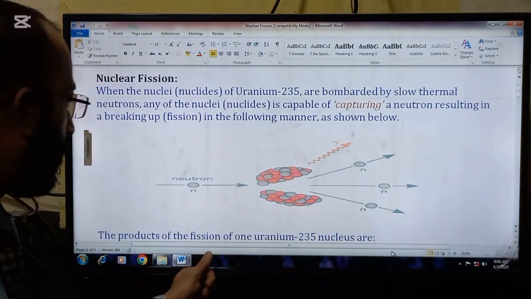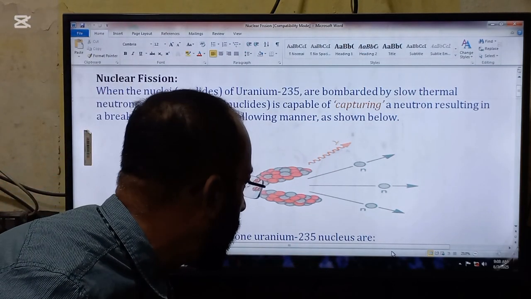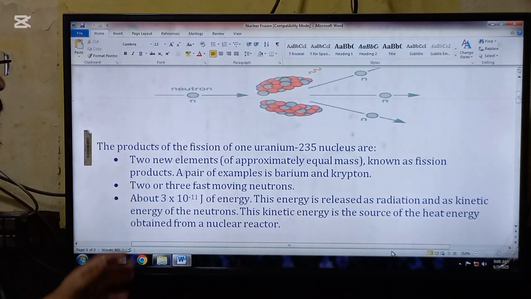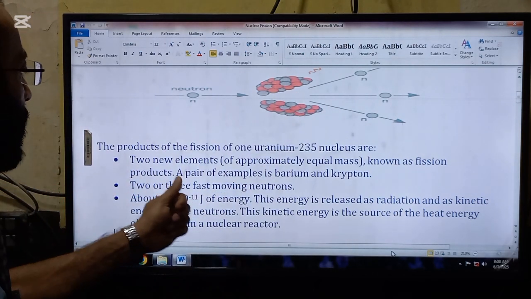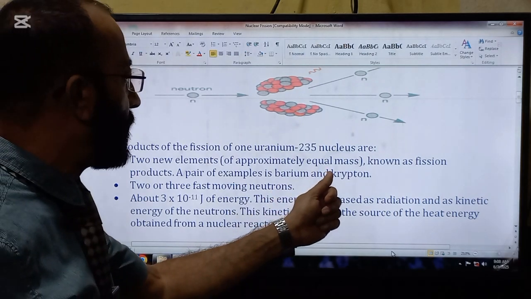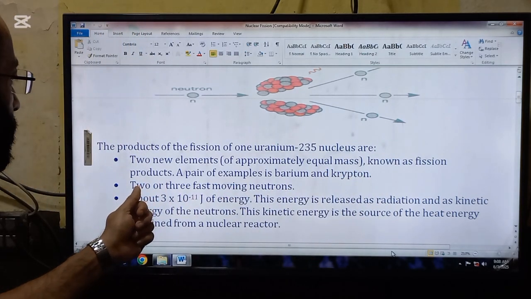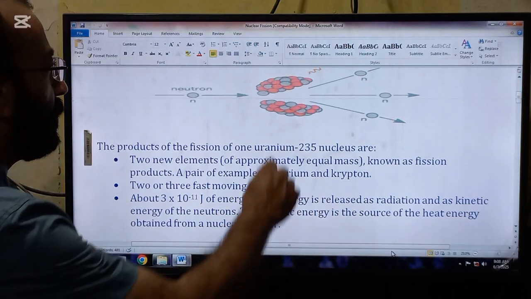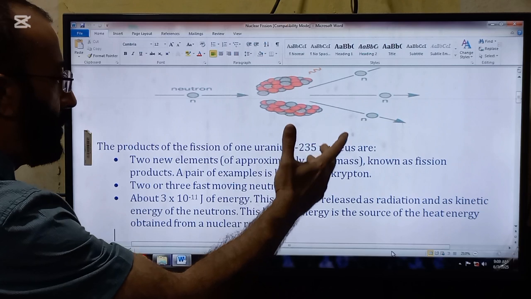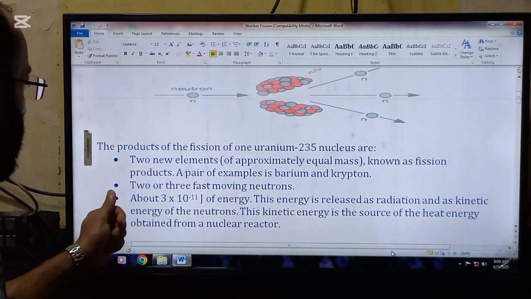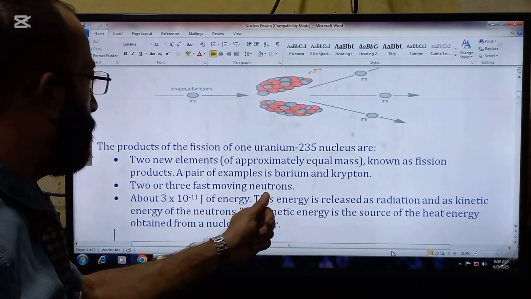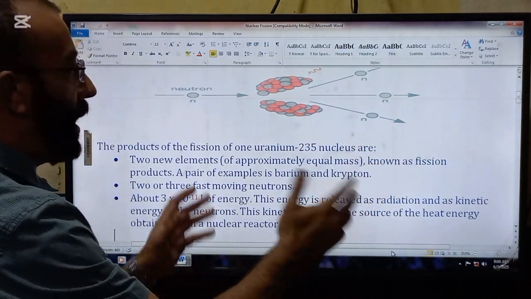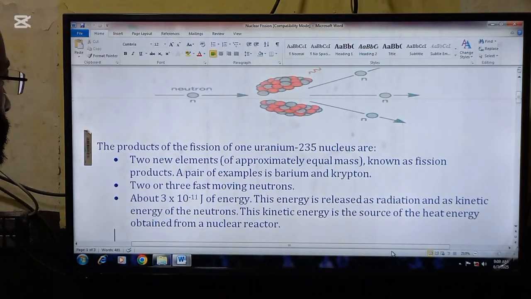The products of the fission of one uranium-235 nucleus are, and here are the products. When this process occurs, two new elements of approximately equal mass, known as fission products, are produced. A pair of examples is barium and krypton. So almost equal masses of two elements are produced in the process. Number two, two or three fast-moving neutrons are also produced. In this process, 3 neutrons are produced. In some cases, 2 neutrons are produced.